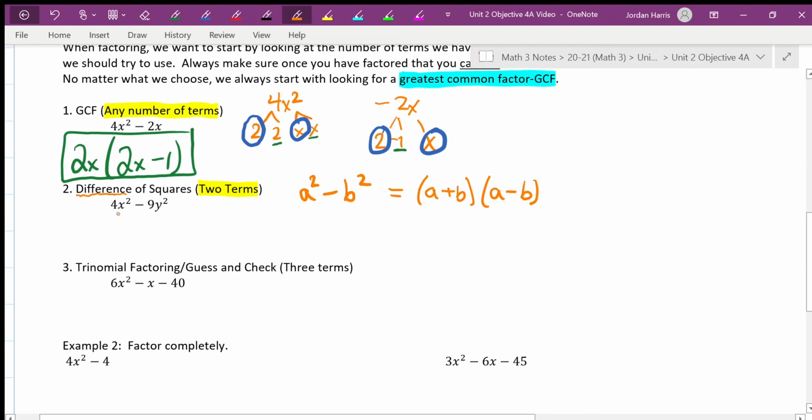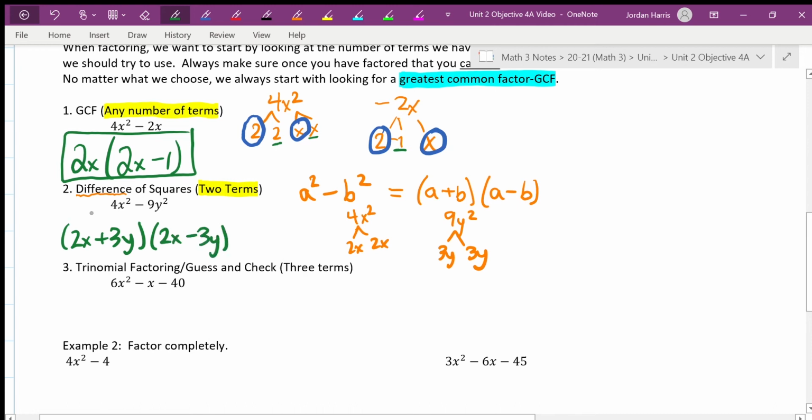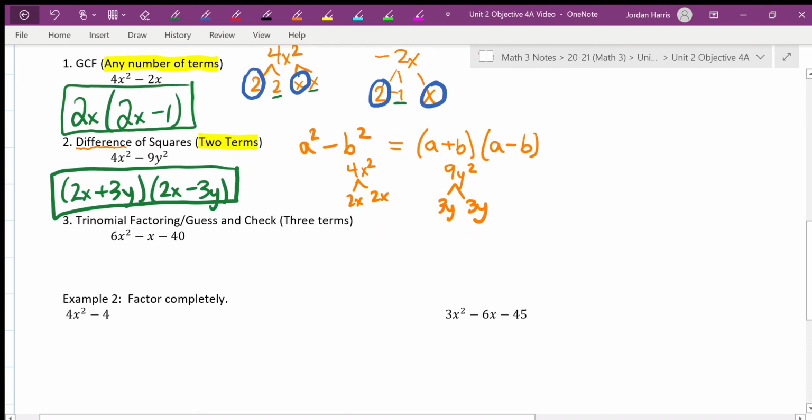Okay. So when I look at this, 4x squared, so we have to think, is that two things multiplied? So that would be 2x times 2x, we just saw, right? So that is a perfect square. 9y squared, that is 3y times 3y. And it is a difference, minus. So that means my a is 2x, my b is 3y. So when I factor this, it would be 2x plus 3y times 2x minus 3y. And we have that binomial, two terms, binomial, broken down into its factor.